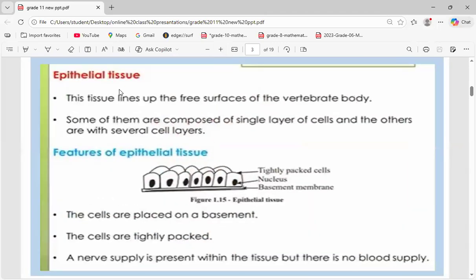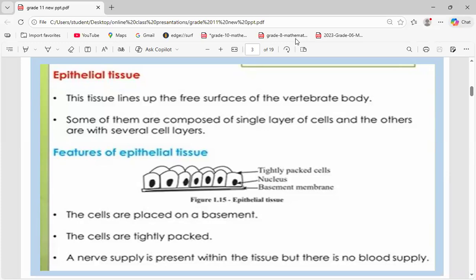Epithelial tissue. This tissue lines up the free surfaces of the vertebrate body. That means in the vertebrate body, it is pasted like a line over a surface; that is what we call epithelial tissue. Some of them are composed of a single layer of cells and others have several cell layers. That means some epithelial tissues are in a single layer, some are double layer, triple layer, stacked step by step in layers.